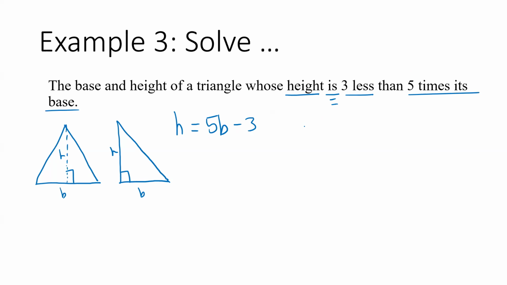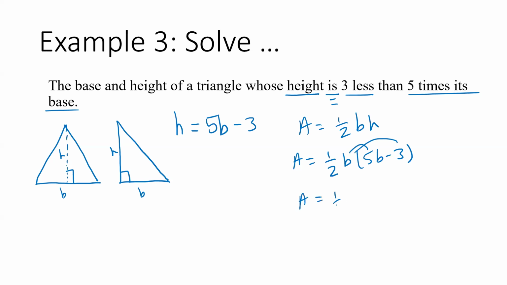So from here, if it asks me what is the area of this triangle, well, area of a triangle equals 1/2 base times the height. So I plug in what I know. We have area equals 1/2. What's our base? Well, our base is just b. What's our height? Our height is 5b minus 3. Now we distribute the b. We get area equals 1/2 (5b squared minus 3b). Okay. That also could be written as (5b squared minus 3b) divided by 2, correct?